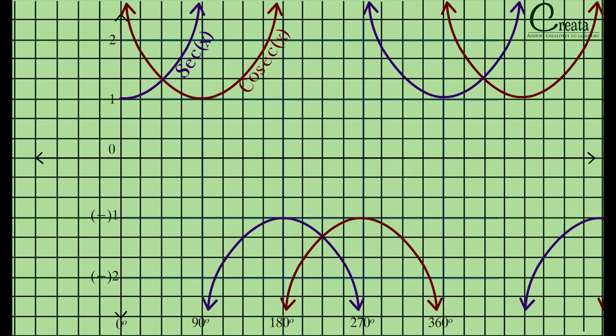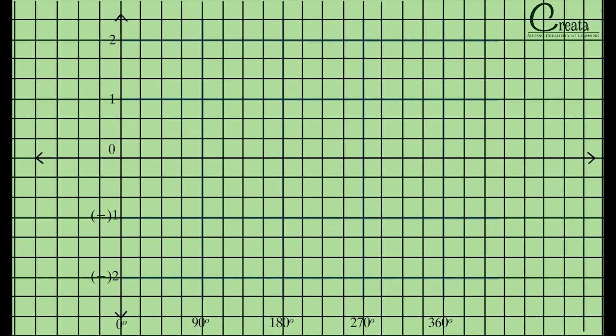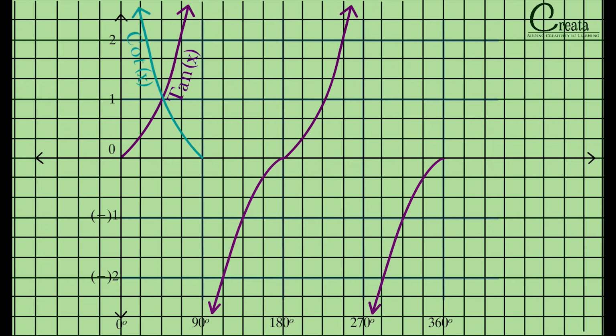Okay. Now moving to the last graph, that is tan and cot graph. Let's plot both the tan and cot graph. We know cot is reciprocal of tan. Same thing is reflected here in the graph also. As tan is increasing, cot is decreasing. Same fundamental of reciprocal applies here also. Both cross each other at 45 degrees and after that at intervals of 90 degrees.